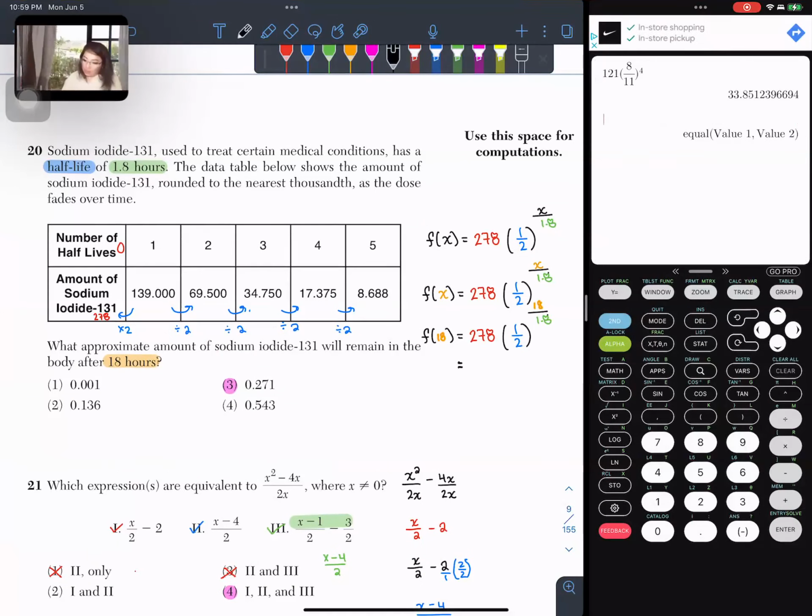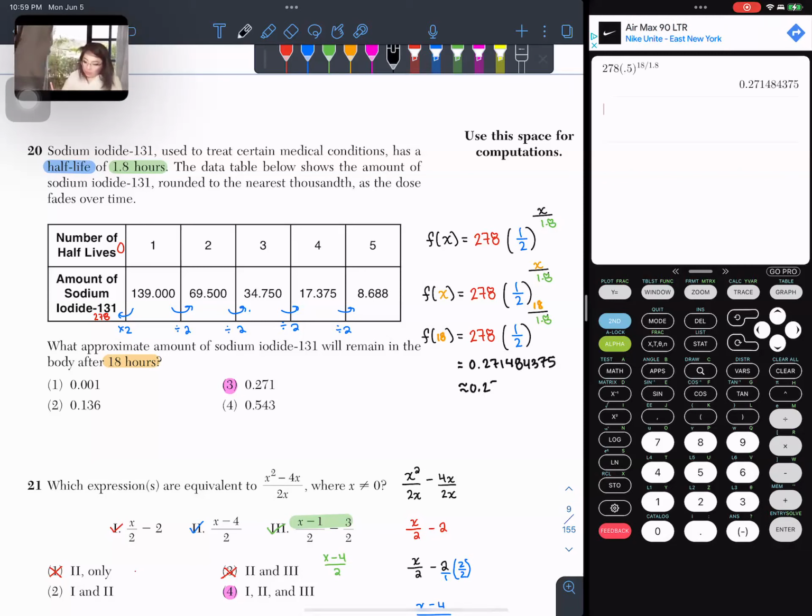Second clear. Let me clear all my screen. 278 times 0.5 to the 18 divided by 1.8 power. And then it's approximately 0.271.